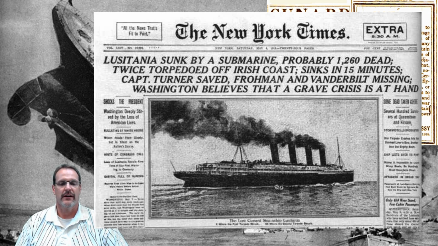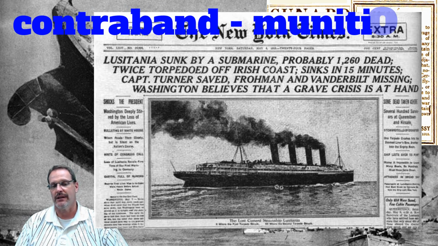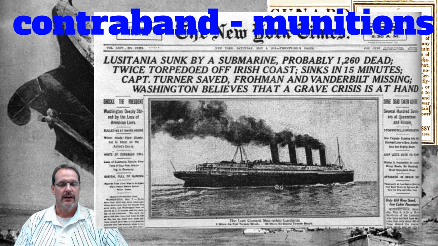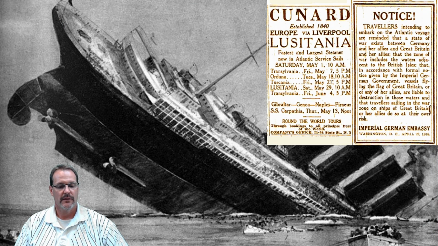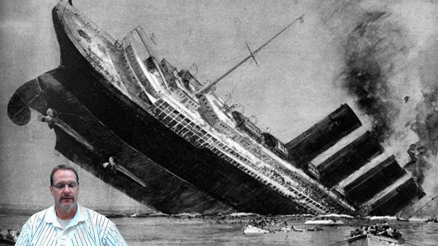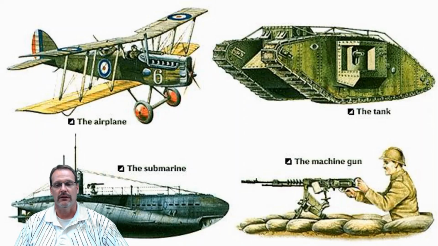would be horrified by this act of violence, but people didn't understand that this ship was loaded with contraband munitions. Okay, it was loaded with things like parts for guns and helmets and gas masks and ammunition made in American factories. Remember our industrial capacity. All right, the Lusitania.